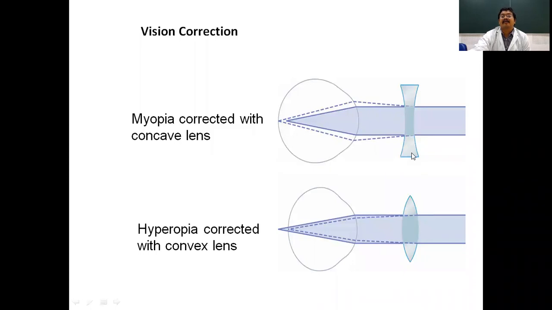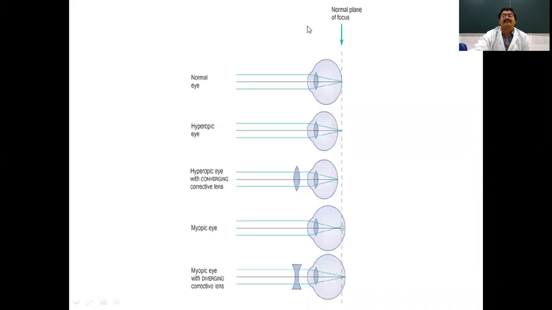By a concave lens we can correct myopia. Hypermetropia will be corrected with a convex lens. This is how you can correct the different refractive errors. Hypermetropia, or hyperopia, is corrected with a convex lens, and myopia is corrected with a biconcave lens. Then another is astigmatism. It is a visual image.